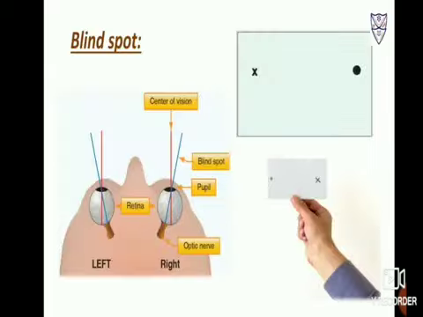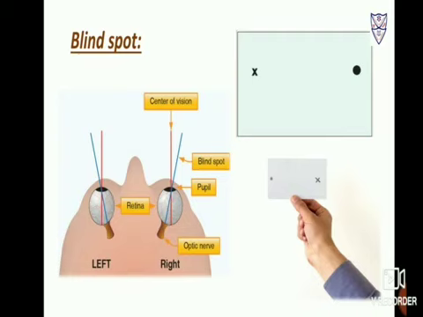Now students, let us discuss the blind spot. At the junction of the optic nerve and the retina, there are no sensory cells, means there are no rods or cones, so no vision is possible at that spot. Because of that, it is called the blind spot of the eye.